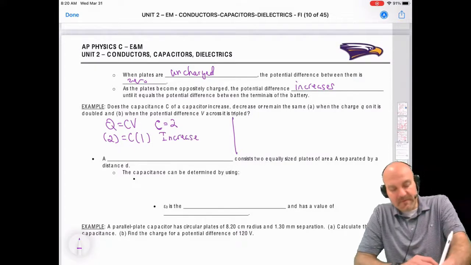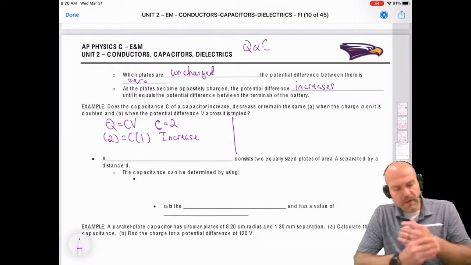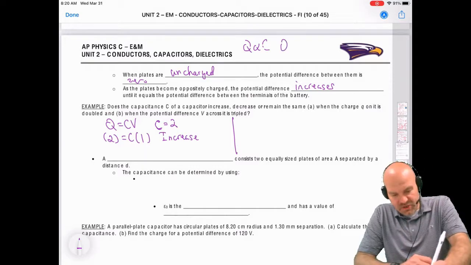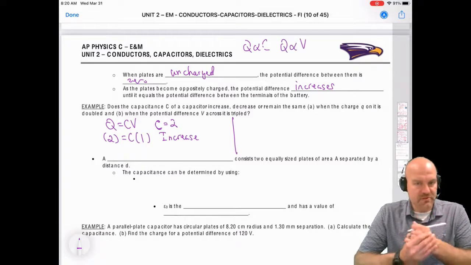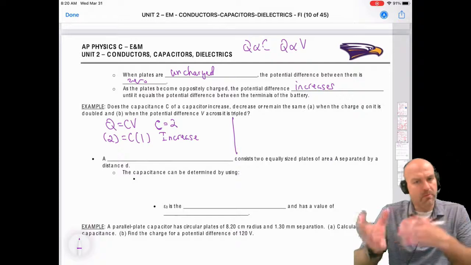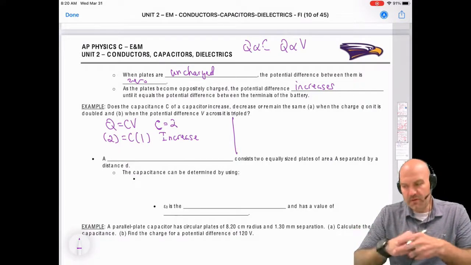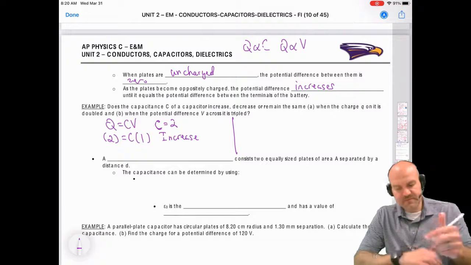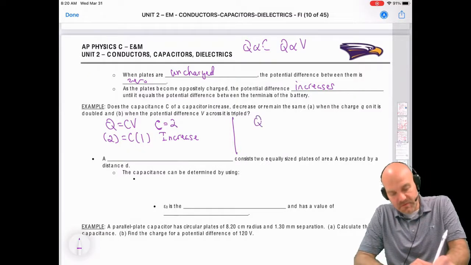What happens is Q and C are directly proportional. And you also see that Q and V are directly proportional. So the more charge, the more capacitance. The more charge, the greater the voltage or potential difference. Okay, so let's look at the second part. What happens when the potential difference is tripled?